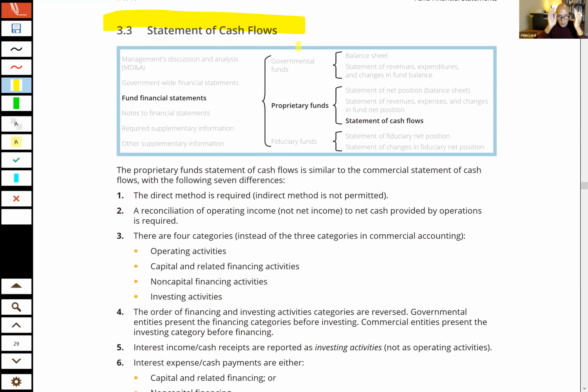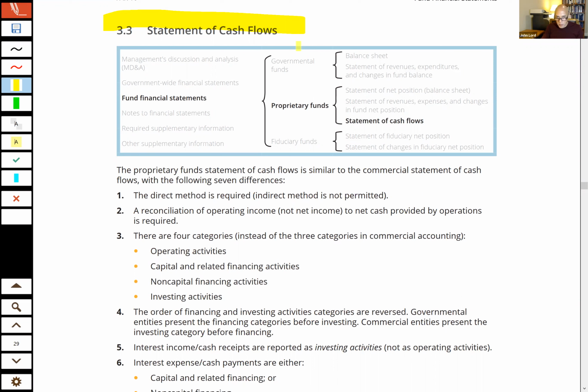Now, the examiners did ask a task-based simulation sometime back. My understanding is that they were asking for you to prepare a statement of cash flows as a task-based simulation for a government entity. And this caused students to weep openly during the exam, because they're like, how am I supposed to do this?